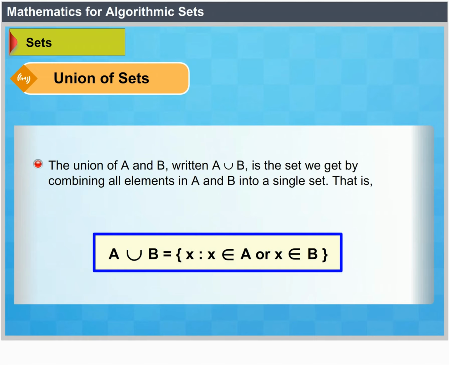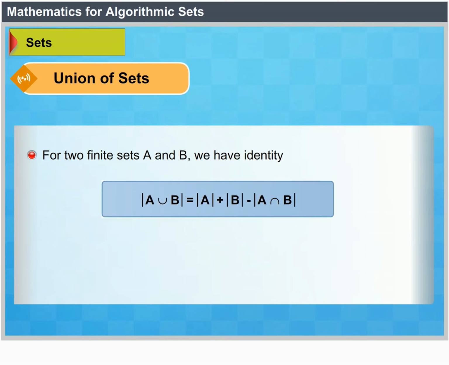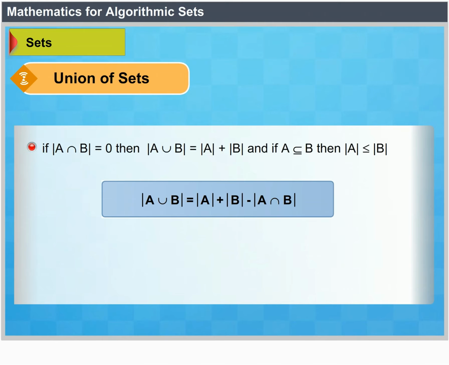For two finite sets A and B, we have the identity modulus of A union B is equal to modulus of A plus modulus of B minus modulus of A intersection B. We can conclude modulus of A union B is less than or equal to modulus of A plus modulus of B. That is, if modulus of A intersection B is equal to 0, then modulus of A union B is equal to modulus of A plus modulus of B. And if A is a subset of B, then mod A is less than or equal to mod B.